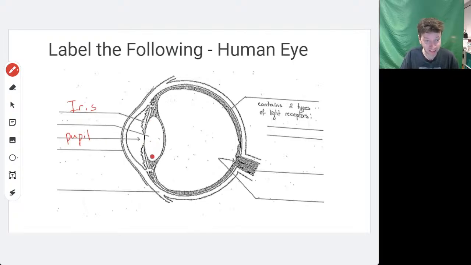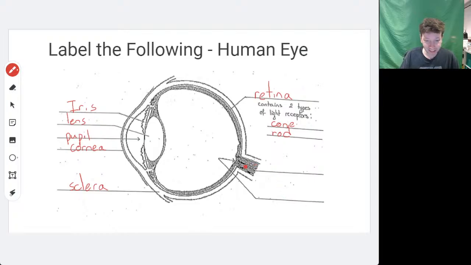And then we have our lens to help focus the light. That's our lens. And then you have this very thin, transparent layer. That's called our cornea. Then this white part of your eye, here and here, that's our sclera. Then at the back, you have your retina, which contains your two types of light receptors. You have your color ones and your black and white ones, so cone cells and rod cells.